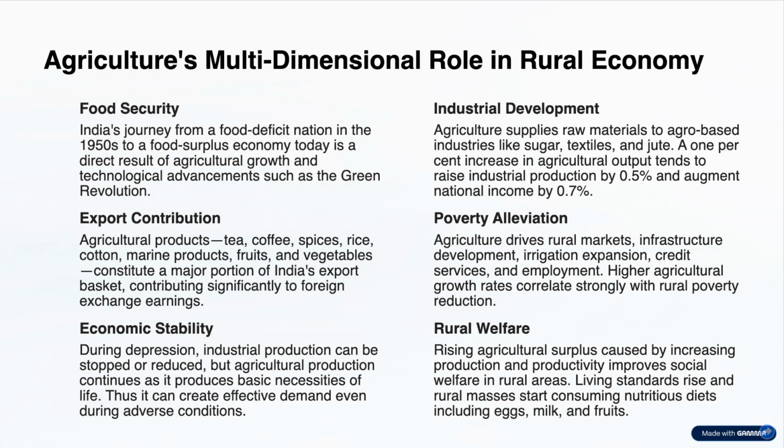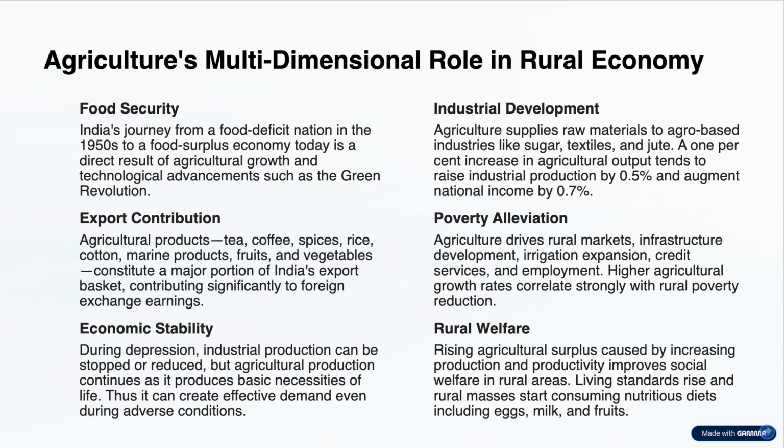It is also helpful in phasing out economic depression. During a depression, you can take the example of COVID-19. During any depression, industrial production can be stopped or reduced, but agricultural production continues as it produces the basic necessity of life, that is food. Thus, it continues to create effective demand even during adverse conditions of the economy.